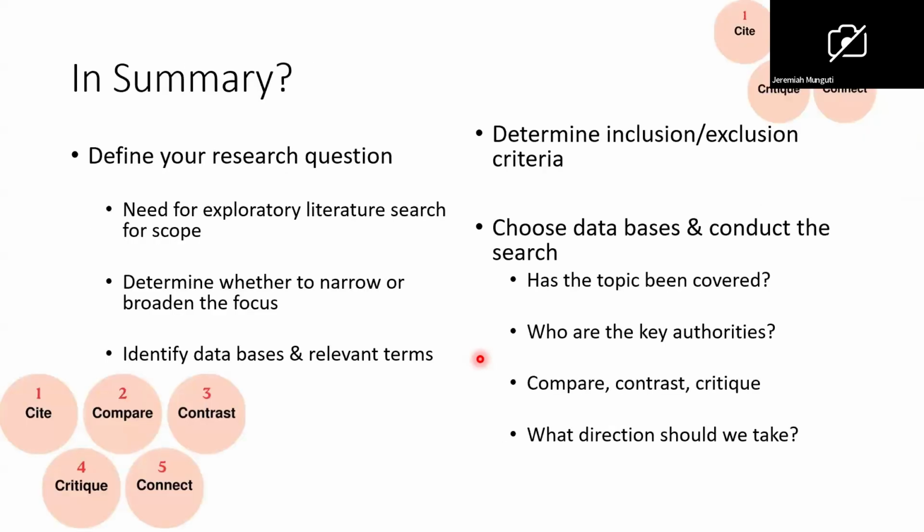So in summary, what have we been saying? When you are writing your proposal and you are in that aspect before you get to your specific objectives and the methodologies, then please define your research question. Why? Because that tells you whether you need to explore the literature more and to scope it. Then you're determining whether to narrow or to broaden the focus. And then you identify your databases and the relevant terms. I'm happy the speaker before me talked about the databases. Determine your inclusion and exclusion criteria.